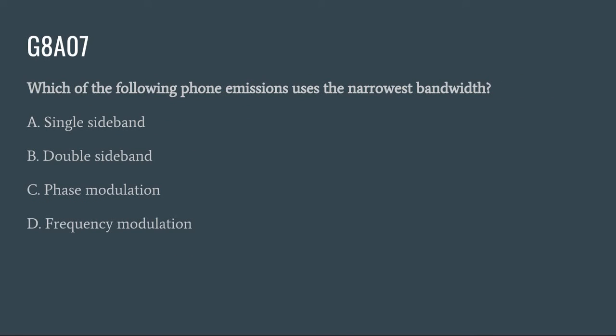G8A07, which of the following phone emissions uses the narrowest bandwidth? A. Single sideband. B. Double sideband. C. Phase modulation. Or D. Frequency modulation. Correct answer A. Single sideband.